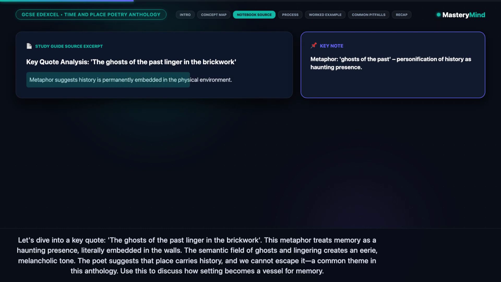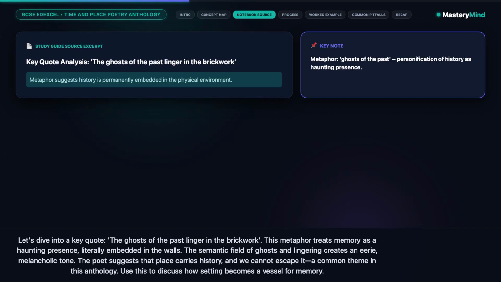Let's dive into a key quote: "The ghosts of the past linger in the brickwork." This metaphor treats memory as a haunting presence, literally embedded in the walls. The semantic field of ghosts and lingering creates an eerie, melancholic tone. The poet suggests that place carries history, and we cannot escape it, a common theme in this anthology. Use this to discuss how setting becomes a vessel for memory.